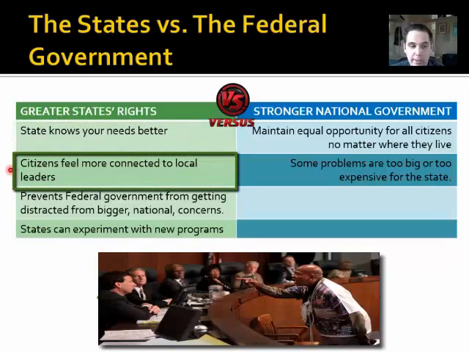Also, as a result, citizens feel more connected to local leaders, especially mayors and city council members, because it's extremely easy to go and meet them and talk to them and have them meet you face to face and listen to what you have to say. That is impossible to do with the president. Almost impossible.